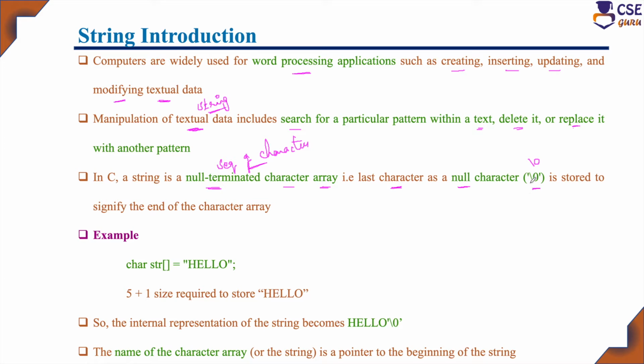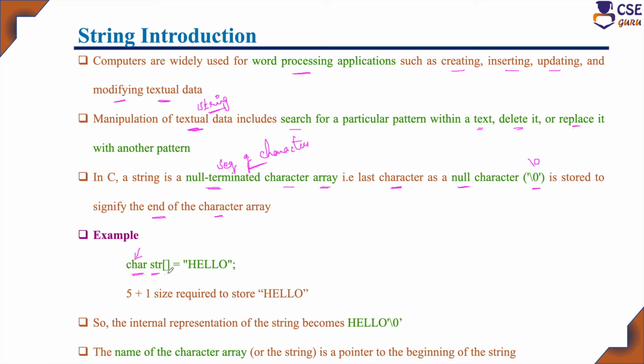So in a string, whatever the input string we are giving or whatever string you are handling, the last character is nothing but the null character. So always one extra space is required to store the null character. And this null character signifies the end of the array. Whenever you are reading a sequence of characters in a string, we don't know when the string will end. So if it reaches the null character, it has reached the end of the string. That is the meaning.